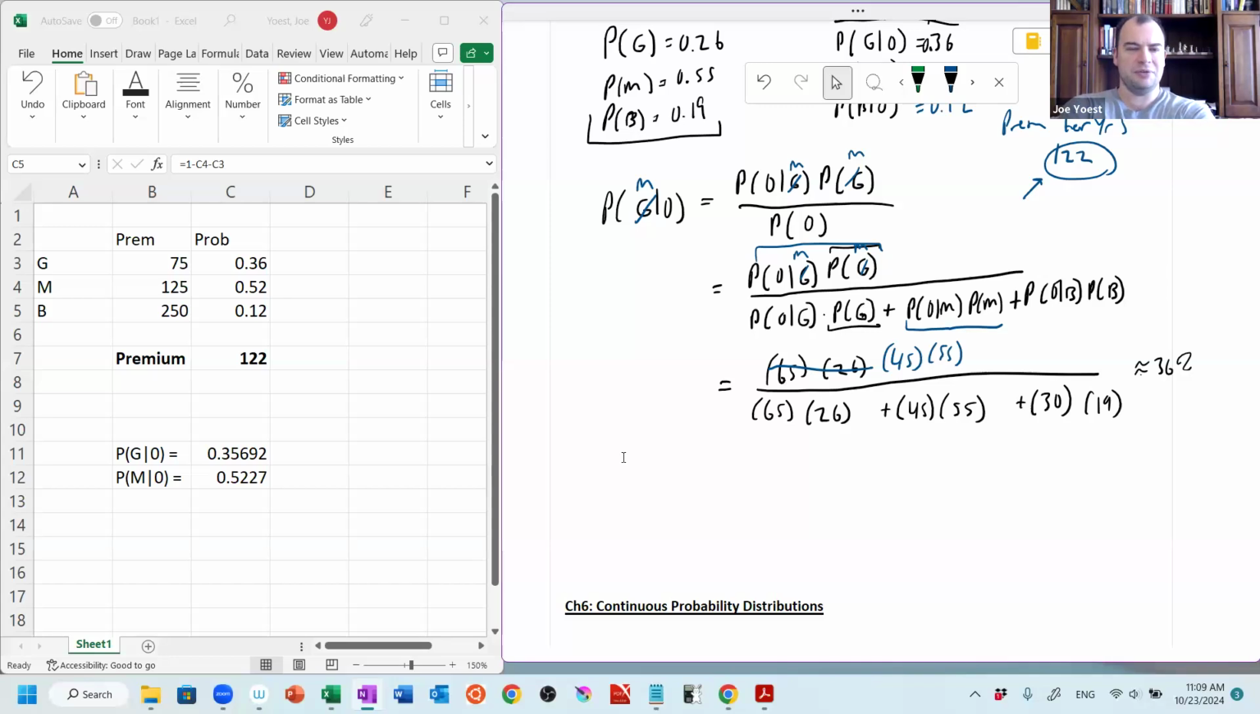And I have some simulations. Maybe I'll post them on the Blackboard site. I ran some simulations and kind of showed that this does separate out good, moderate, and bad drivers. I think it took like 10 or 20 years to get really good separation. So probably not as fast as we would like.